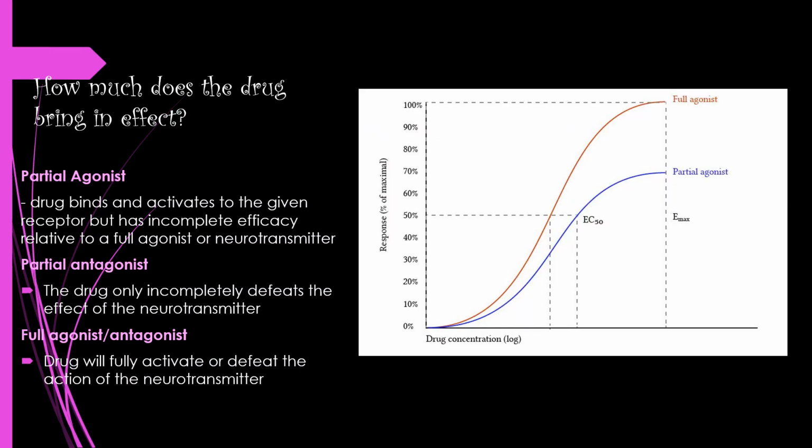How much effect does the drug bring? We have partial agonist, partial antagonist, full agonist, or full antagonist. For a partial agonist, the drug will bind and activate the given receptor, but it will have incomplete efficacy relative to a full agonist or neurotransmitter. For a partial antagonist, the drug only incompletely defeats the effect of the neurotransmitter. For a full agonist or antagonist, the drug will fully activate or defeat the action of the neurotransmitter.